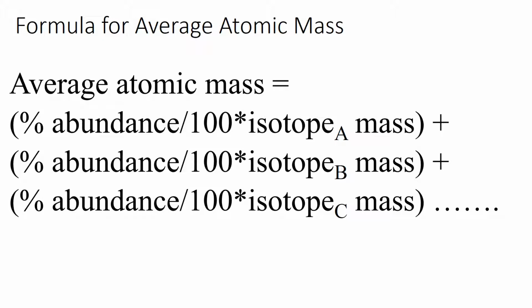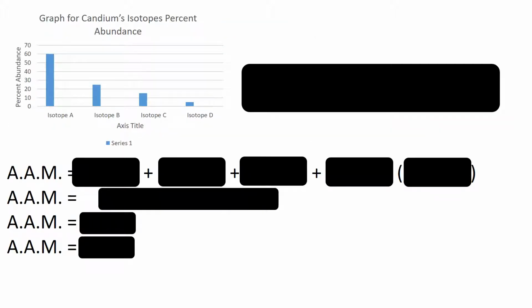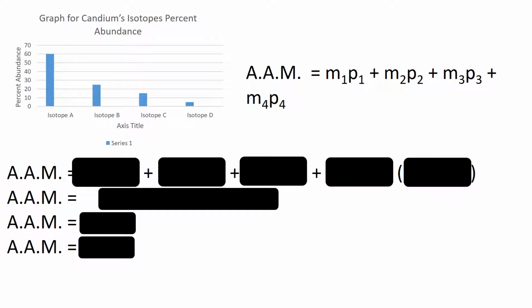What you do is multiply the percent abundance as a decimal times each individual mass, and then you add them up. All right? There's my information or graph on the left. A simpler way to write the formula is the mass times the percent, added to the mass of the second isotope multiplied by its percent. And you just need to remember that whatever percent abundance you're multiplying, you use it as a decimal, not as an actual percent.